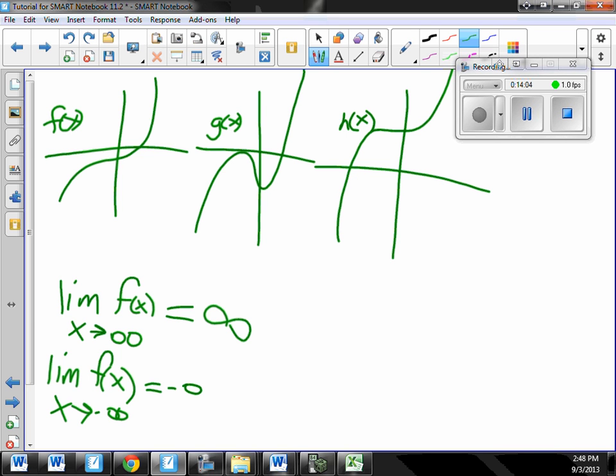Negative infinity. As we move to the left, the graph goes down. And that's true for all 3 of them. Now, these are 3 different polynomials. In fact, the degree of each polynomial is different. What do these polynomials have in common? There's a reason why they all have the same end behavior.